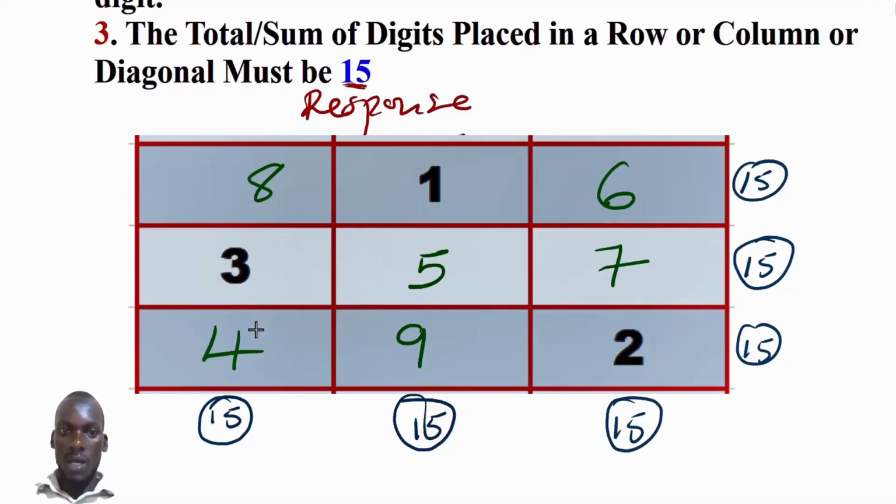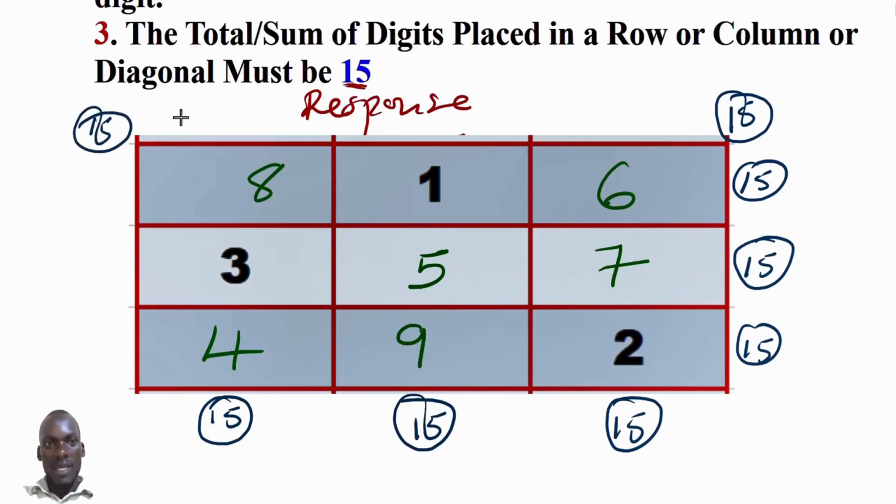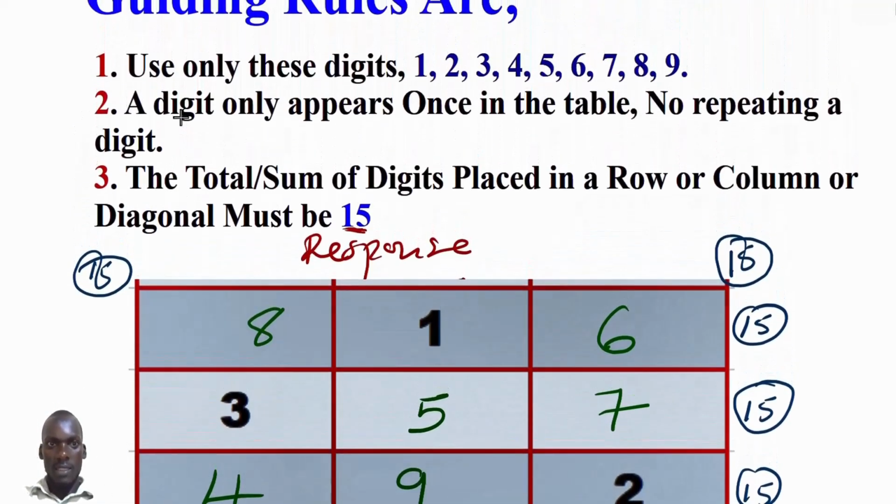Then in diagonal, we can trace this diagonal here. We have 4 plus 5, that is 9, 9 plus 6, we have still 15. Then this diagonal here, we have 2 plus 5, that is 7. 7 plus 8, we are still getting 15. That means we have abided by the rules as in this question.